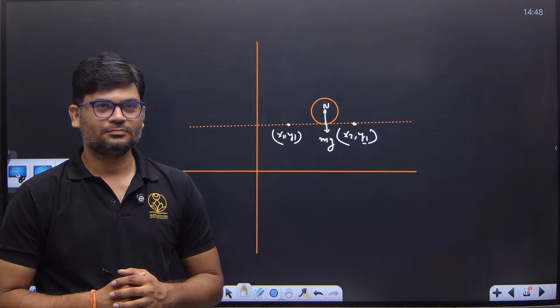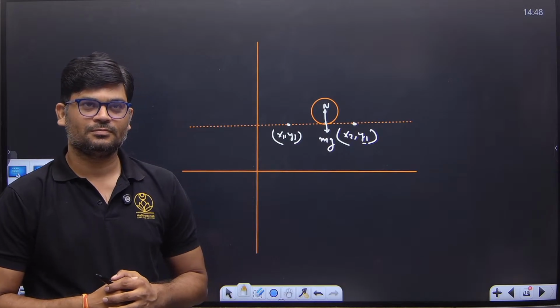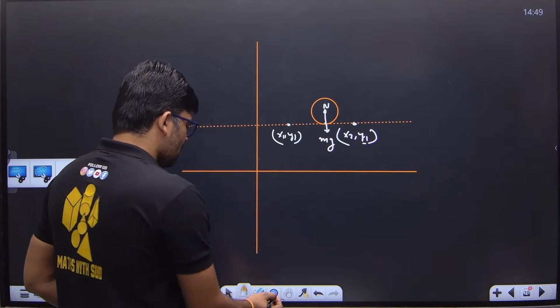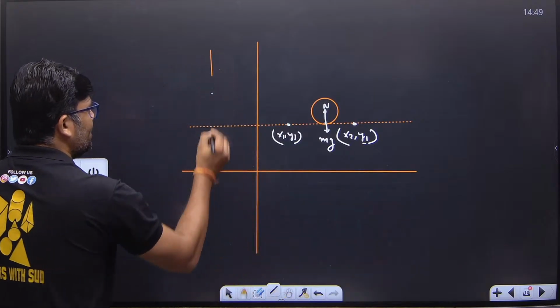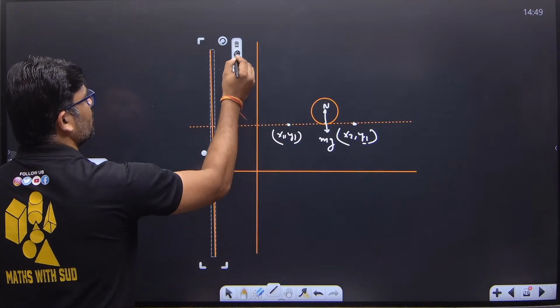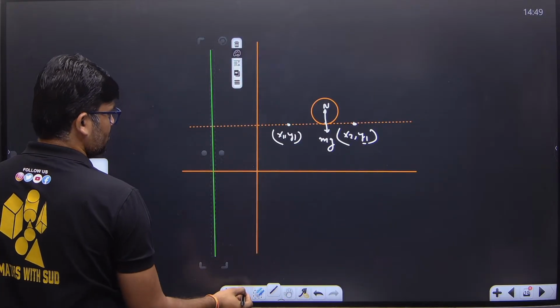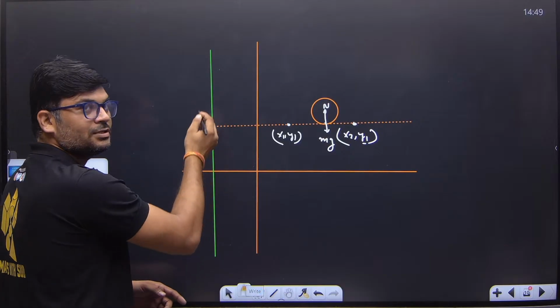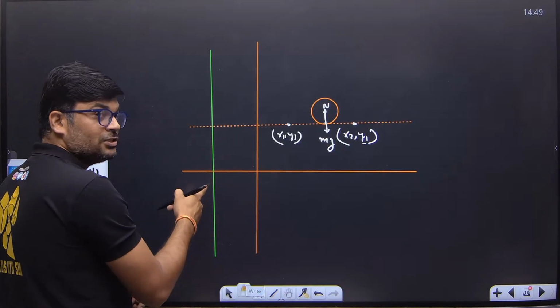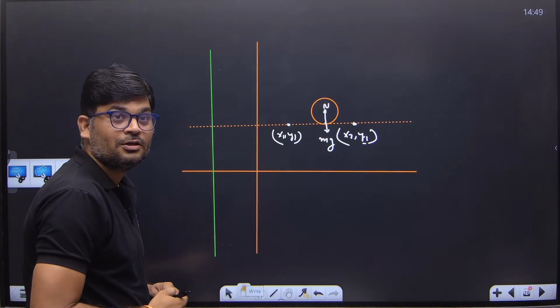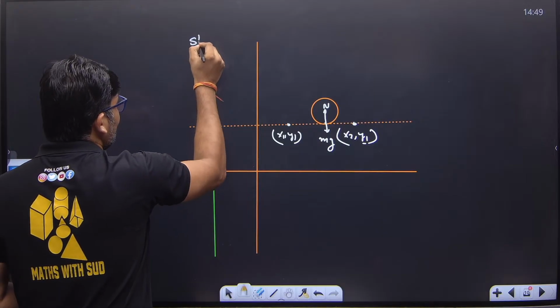Okay. Understood? Got it. What is the slope of this line? Can you tell me? If it's the same for y-axis, for this, slope will be 0. Come on. The slope is not defined, my dear.